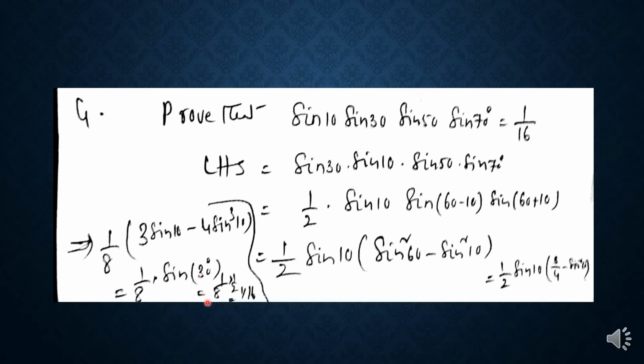That is equal to 1 by 8 into, what is the value of sine 30 degrees? That is 1 by 2. So 1 by 8 into 1 by 2 is equal to 1 by 16.